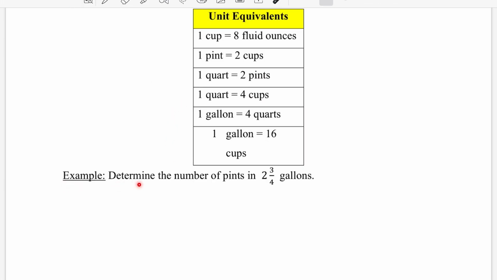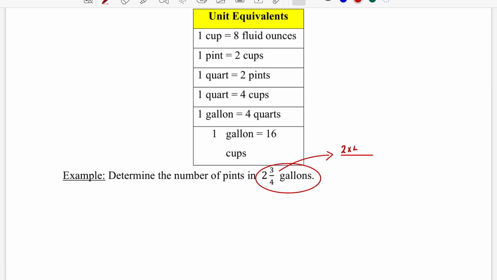Example 2. Determine the number of pints in 2 3/4 gallons. So we're given 2 3/4 gallons, and we want to convert that into pints. So we have gallon and we want pint. First, we are going to write 2 3/4 gallons in fractional form. I'll convert 2 3/4 into a fraction. In order to convert this mixed number into a fraction, I'll take the whole number part, multiply by the denominator, and add to the numerator.